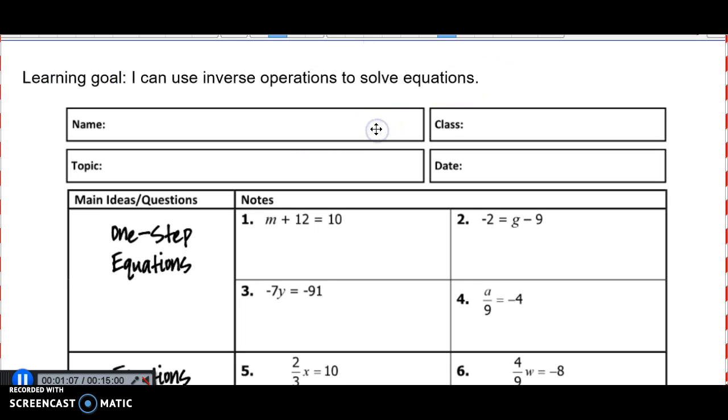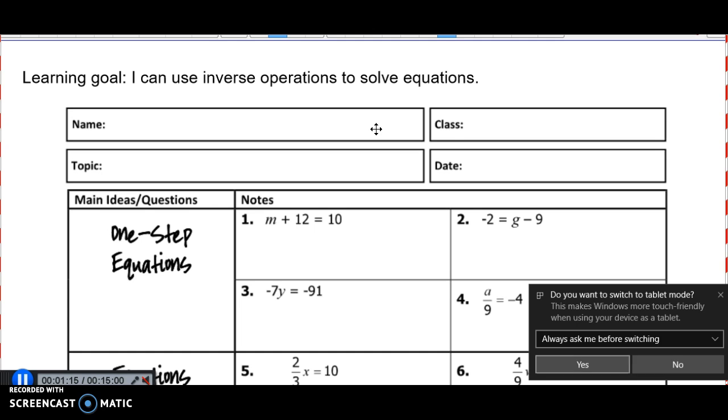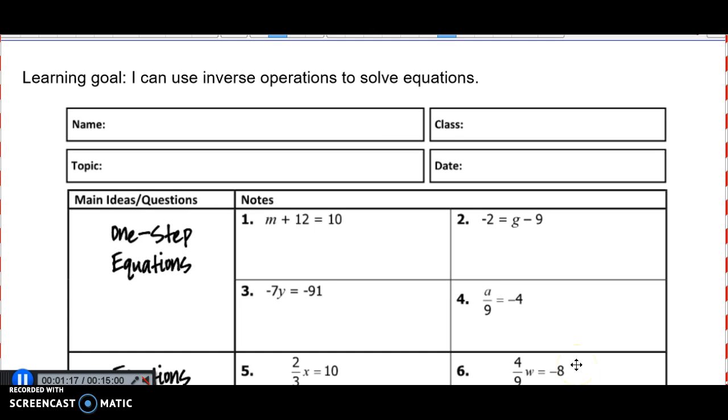But that is the process that we are going to be using over and over and over in this topic, and really here on out through the rest of your math careers. So we need to make sure that we understand why we're using inverse operations and what they are and how to use them to accomplish our goal.